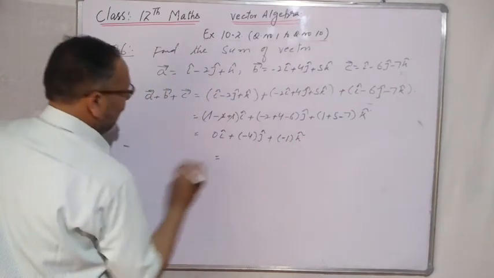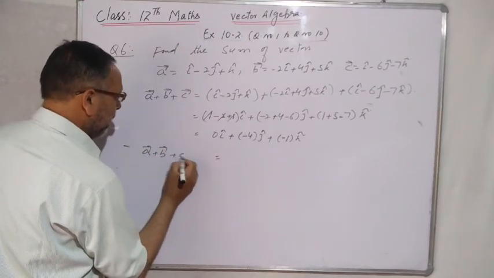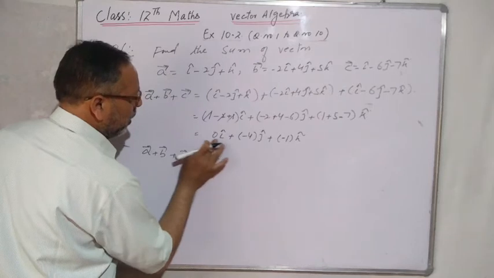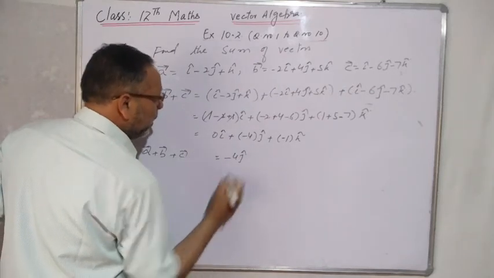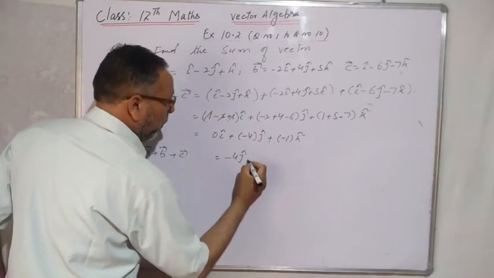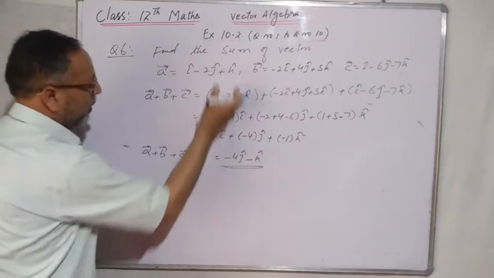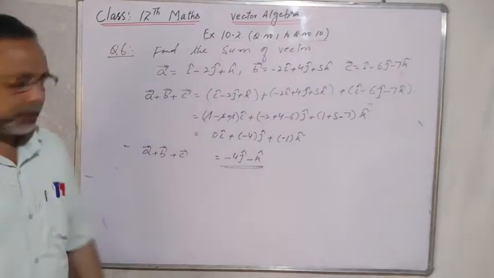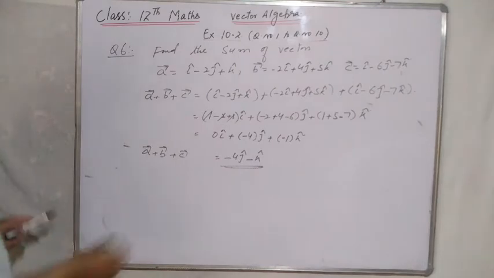So it can be written as A vector plus B vector plus C vector is equal to 0 I cap, which means 0, minus 4 j cap minus k cap. This is the sum of these three vectors. Next question, question number 7.